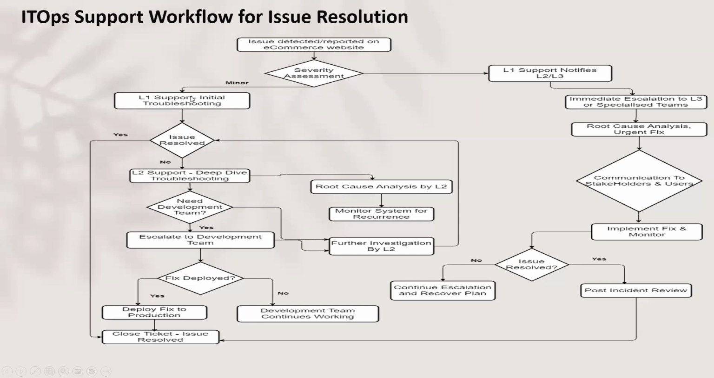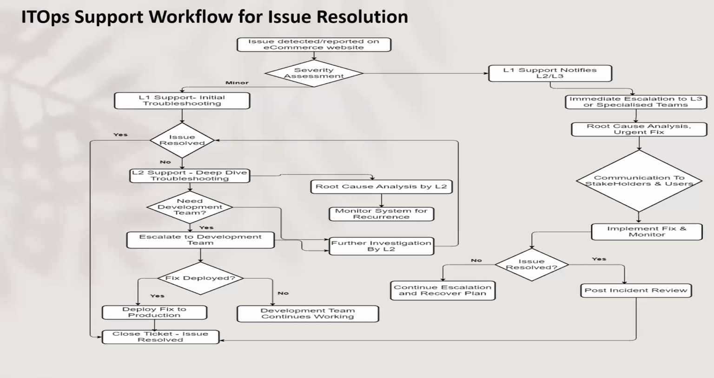If we go through the minor issue use case workflow, L1 support does the initial troubleshooting. The initial troubleshooting might be as simple as restarting the server, or, if there is a password issue, helping the user change the password. Very basic troubleshooting steps. If the issue is resolved, they go ahead and close the ticket. If the issue is not resolved, it's escalated to L2 support.